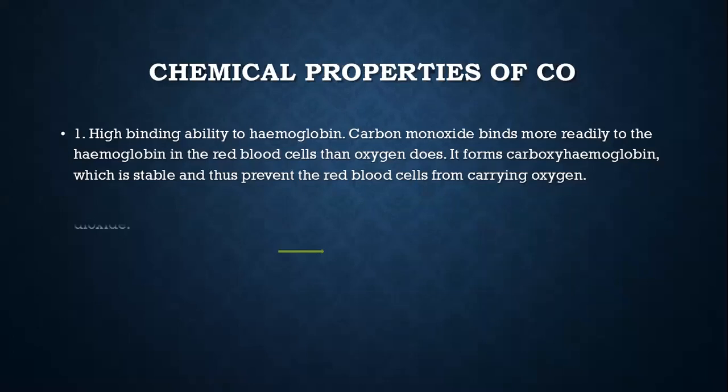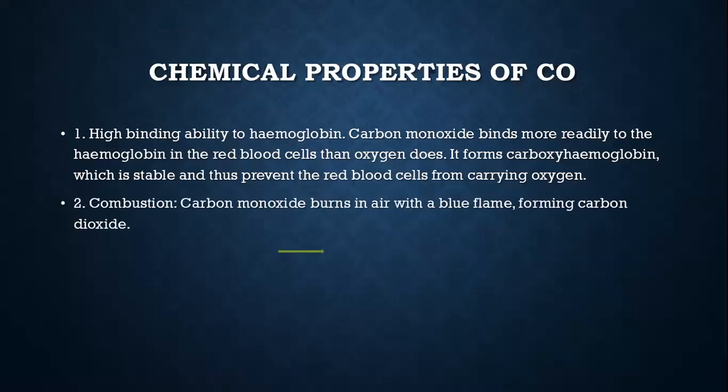Now, number 2, the second chemical property of CO, is that it undergoes a combustion process. Carbon monoxide burns in air with a blue flame to form carbon dioxide. So carbon monoxide combines with oxygen to form carbon dioxide, and we can see the equation below.